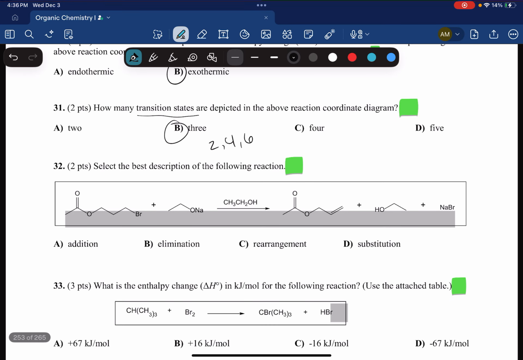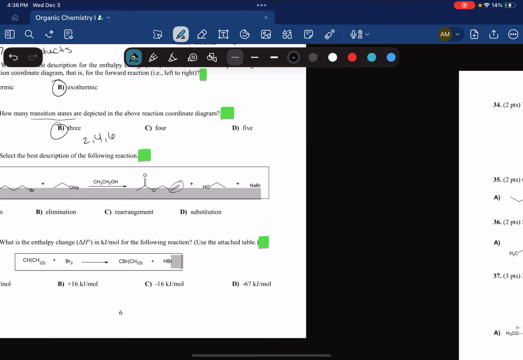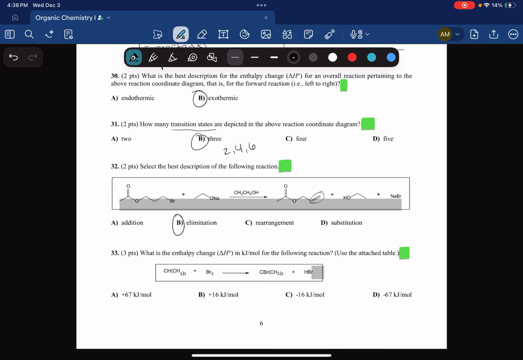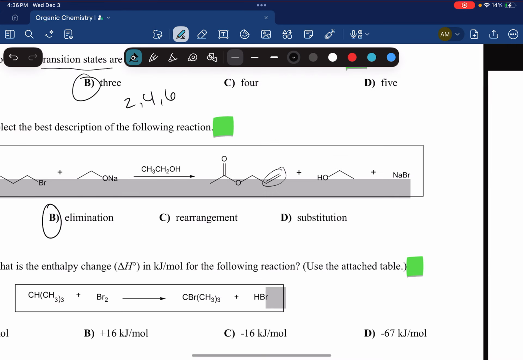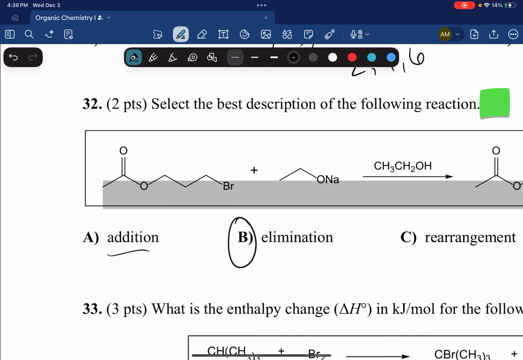What's the best description of the following reaction? I'm seeing a double bond form. If a double bond is forming, we are an elimination reaction. But if a double bond was breaking, that'd be addition, right?